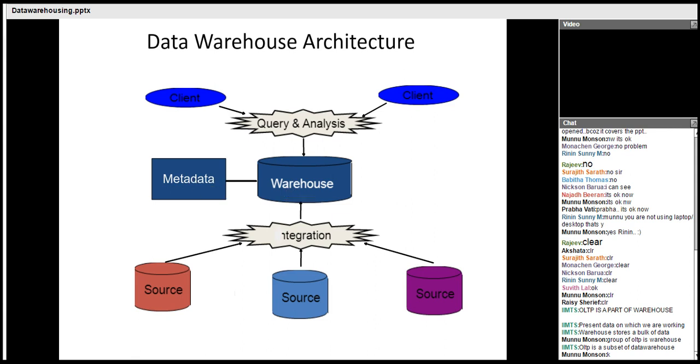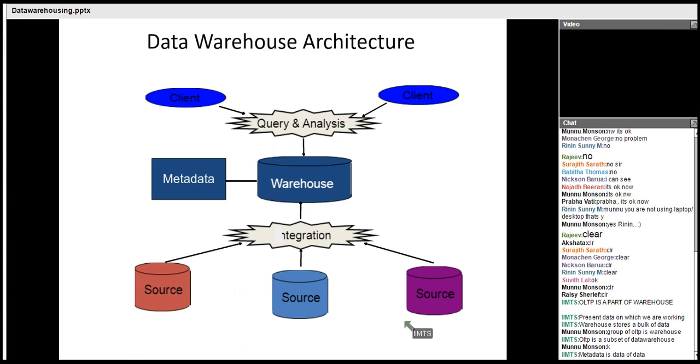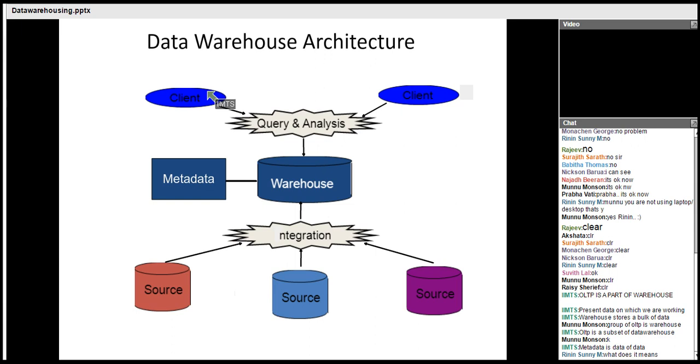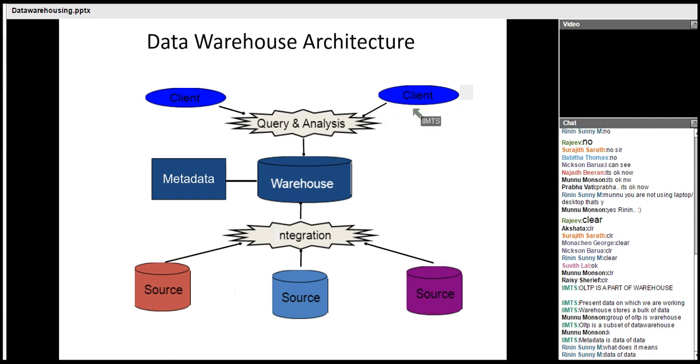What is metadata? Metadata is data of data. That is metadata. So this is the warehouse in which all the information is stored. Now these are the clients. Say this is my system. Say this is Rajiv's system, suppose. So now what we will do is we will do query and analysis. I'll let you know once I finish with this slide.